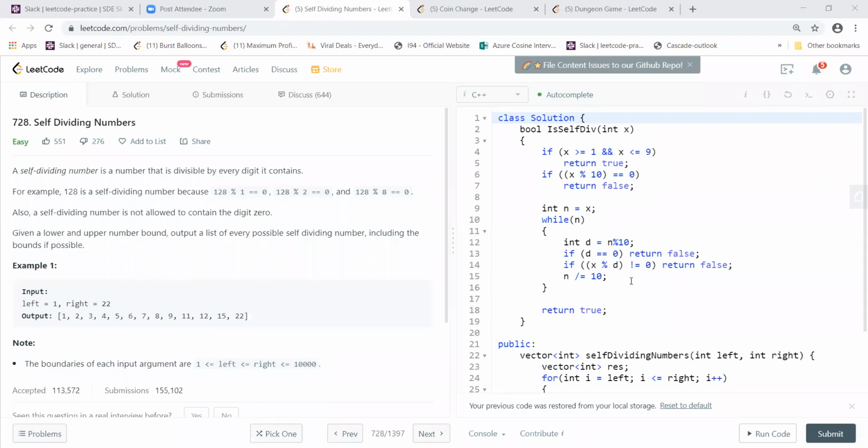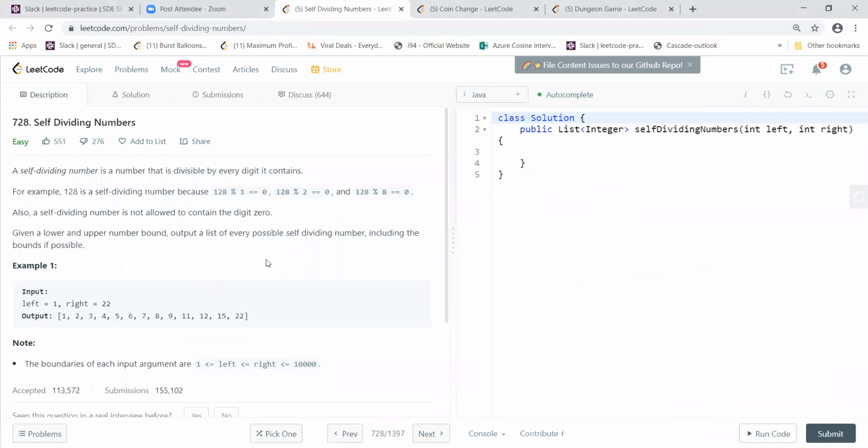Okay, thank you. Well, today we have three problems, one from the easy, medium, and hard bucket. I will start with the first one, which is the easy one. The problem statement for the first one is self-dividing numbers.